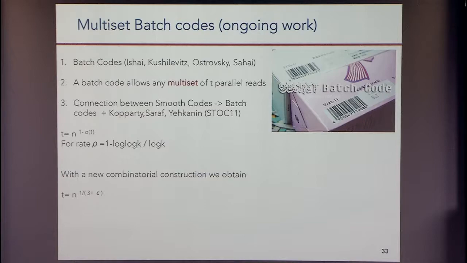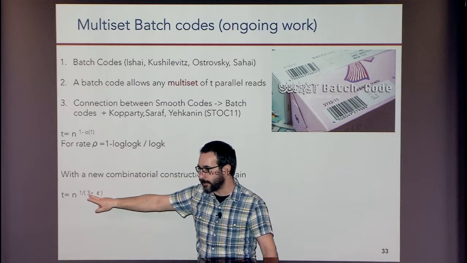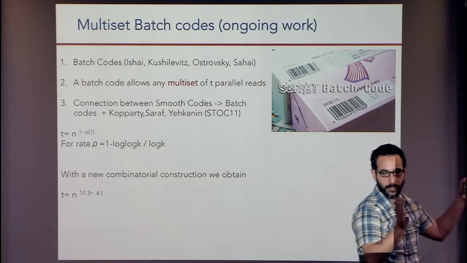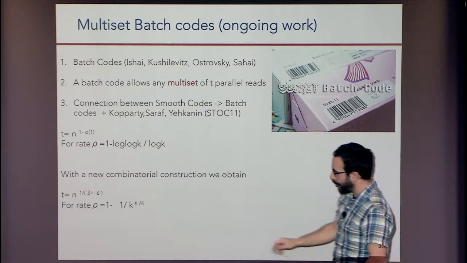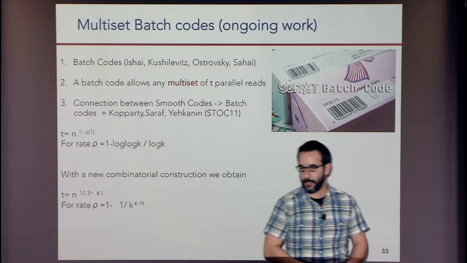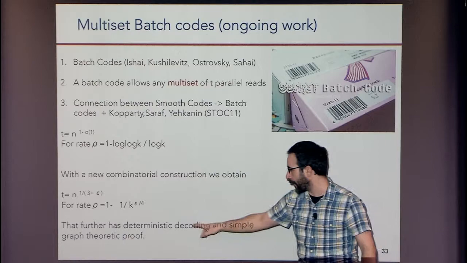So I'm going to get n to the 1/3 almost. This is worse than this because this is almost linear, so a little significantly worse in the number of parallel reads I can do, but still polynomial. But I'm going to get a better rate: the rate approaching 1 polynomially fast. And furthermore, I can do this with a deterministic decoding algorithm, while this is randomized and the proof is graph theoretic.